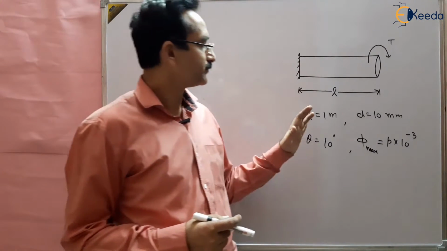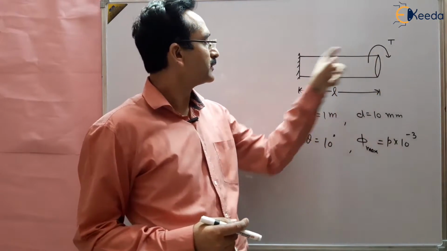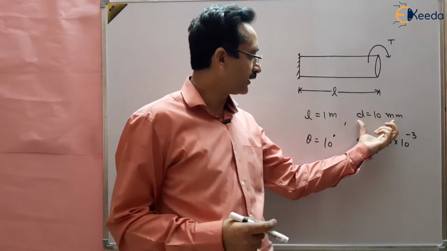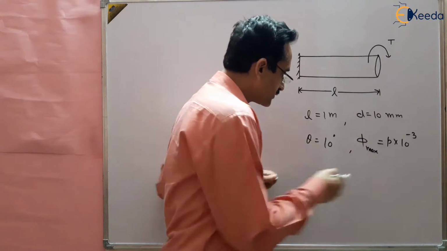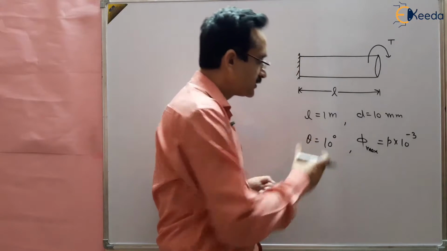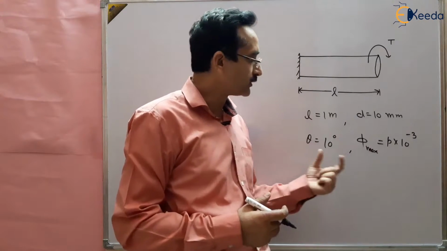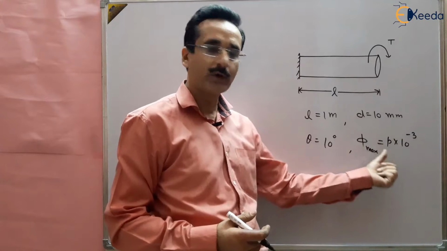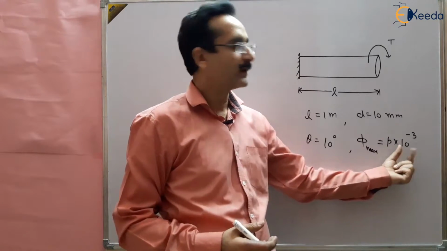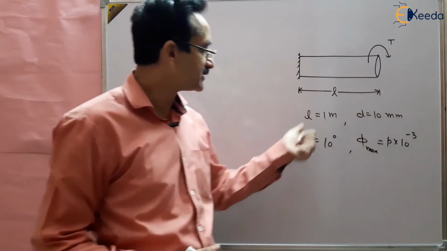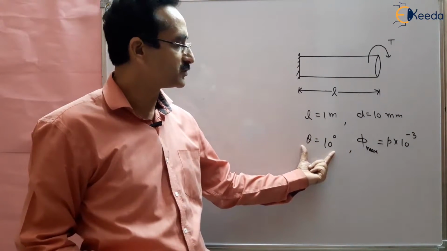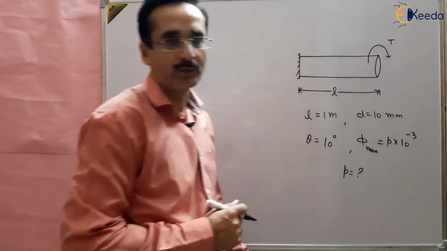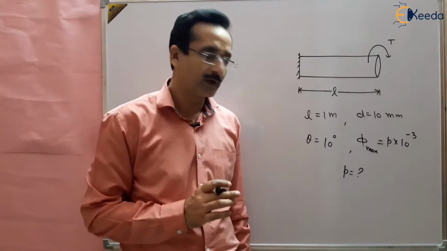This question is of torsion in which a torque is applied to a shaft which is fixed at one end, and the length of the shaft is given, diameter is given, and the angle of twist due to the applied torque is given as 10 degrees. Also the maximum shear strain developed in the material is given as some unknown value P multiplied by 10 to the power minus 3. We have to find out this P so that the angle of twist is 10 degrees, right? How will we do the question?